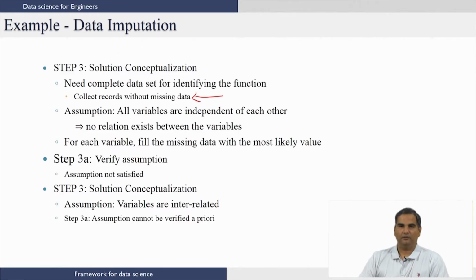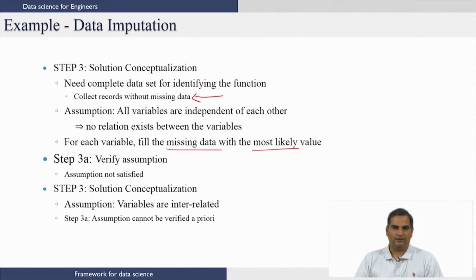That means what value a particular variable takes does not really affect the value of other variables. So, that basically means that no relationship exists between these variables. And if we make this assumption, then the data filling activity could be, for each variable you can fill the missing data with the most likely value. So, there are some fundamental assumptions that you are making when you say that you are going to fill the missing data with most likely value.